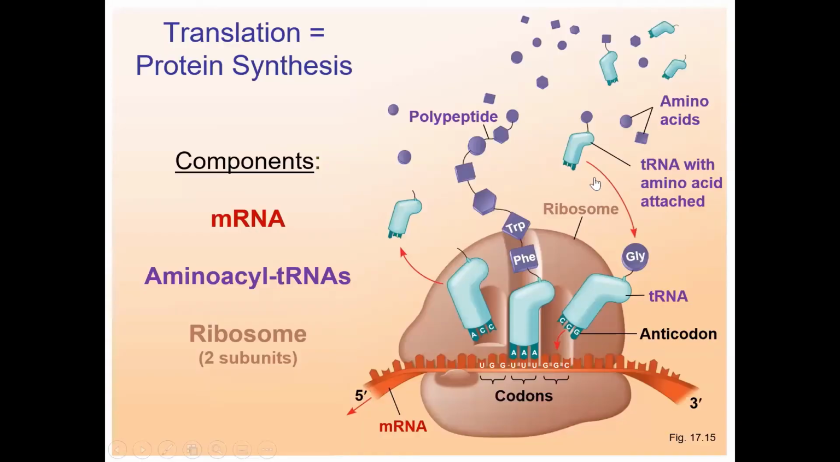So of course, translation takes place at the ribosome, and there's a bunch of components we need to talk about first to unpack this thing and understand what's going on. So we've got the messenger RNA, we've got the amino acyl tRNAs.